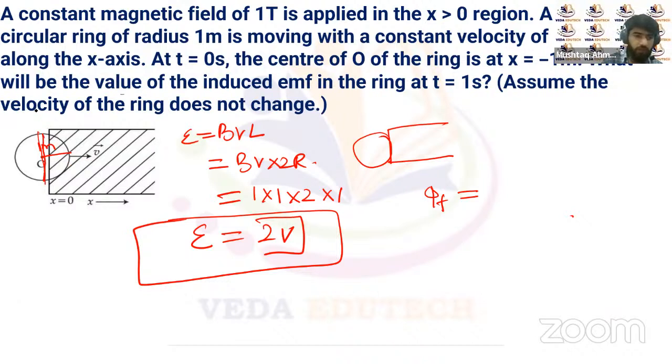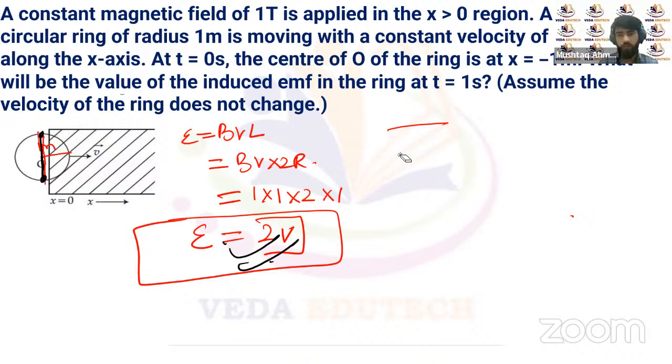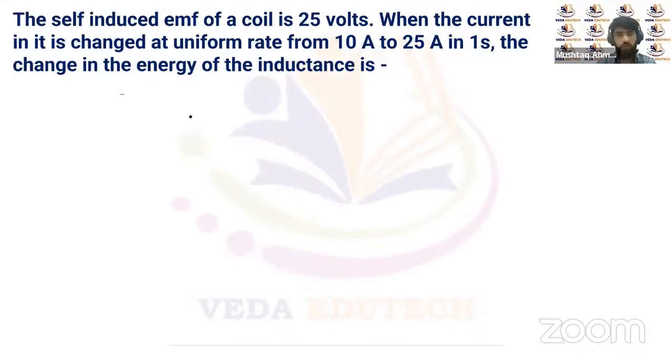So once again, we can assume it to be a rod moving with a velocity of v along this direction, and the EMF is induced across this rod. That's equal to 2 volts, right? So this is the question, and we can do it in this way. So BvL is the equation we'll be using for this question as well. Now let's move on to another question.